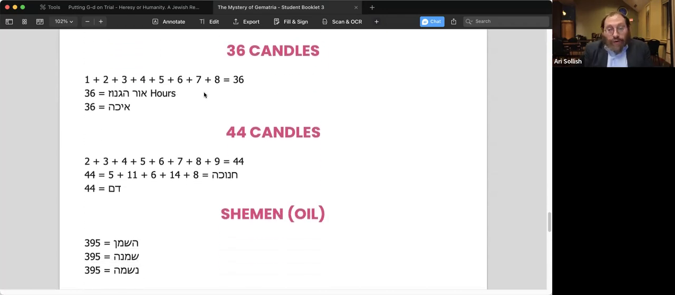Okay, we're going to do a few more. 36 candles. Okay, how to get 36? I even wrote it out. I was so kind as to even write it out. On the first night, if you add together all the candles that you light on Hanukkah, the first night is 1, 2, 3, 4, 5, 6, 7, 8. If you ever need to know how many candles you need for Hanukkah, not including the shamash, just the actual mitzvah candles, 36 for Hanukkah.